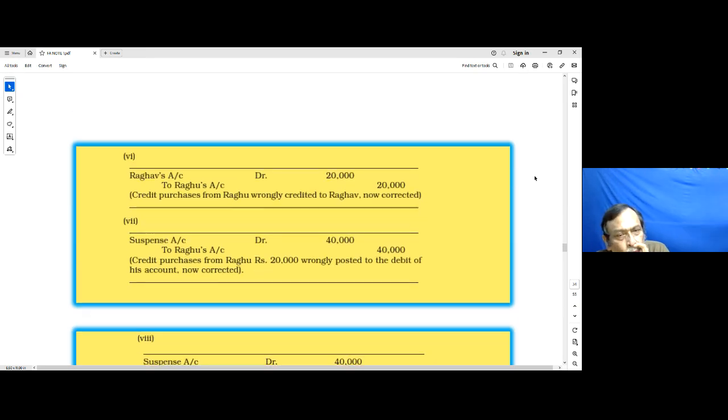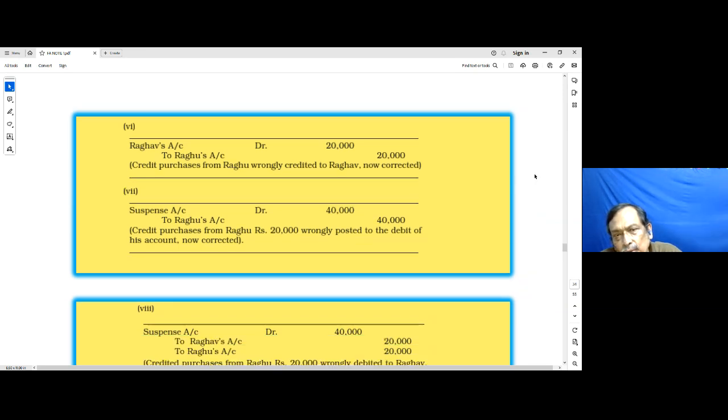Credit purchases from Raghu wrongly credited to Raghav account. So Raghav account is to be cancelled by debiting it by 20,000. To Raghu's account it will be 20,000. That is credit purchases from Raghu wrongly credited to Raghav, now corrected.